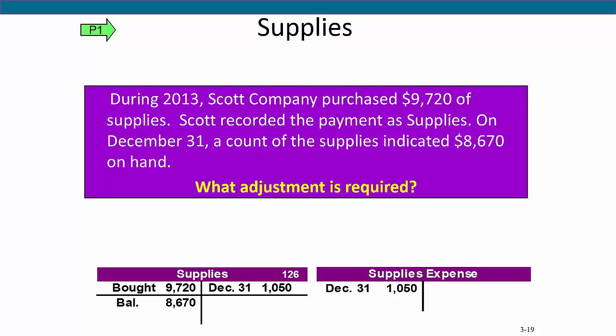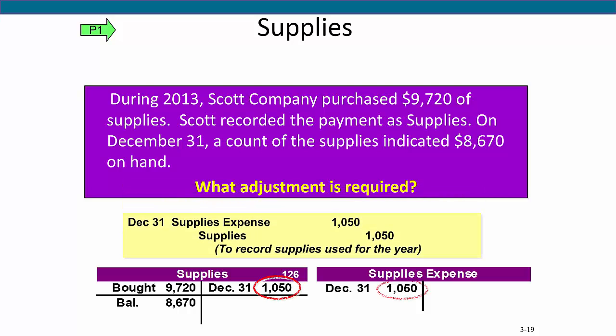So we clean up or adjust the supplies to reduce the asset account, the supplies account, by $1,050 with a credit, and reflect expense with a debit of $1,050. Other prepaid expenses are accounted for exactly the same way. Okay, fairly straightforward. In the interest of time, let's end what we'll call the first part of part one here.